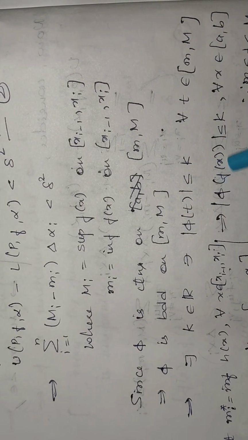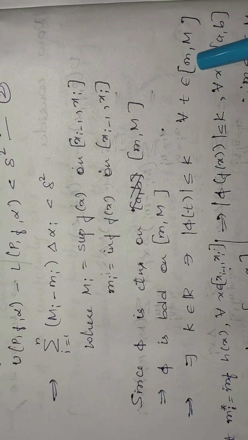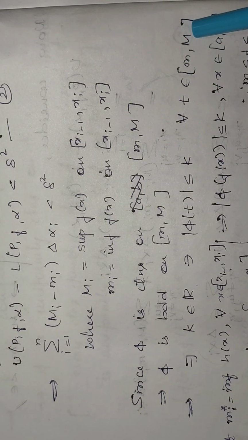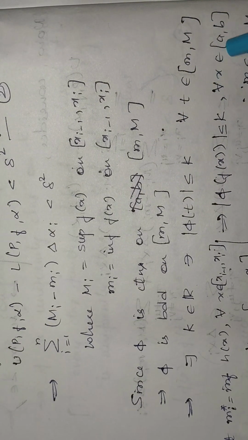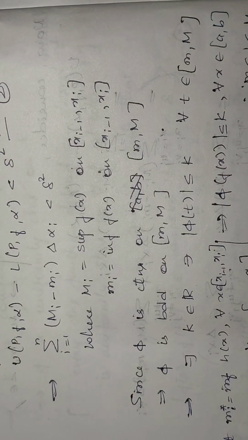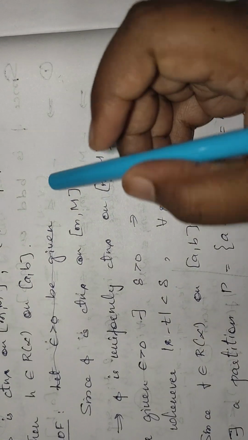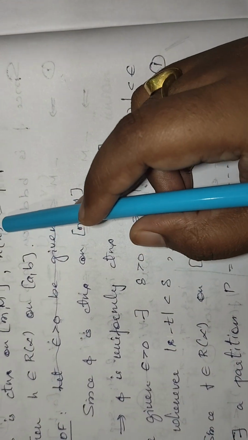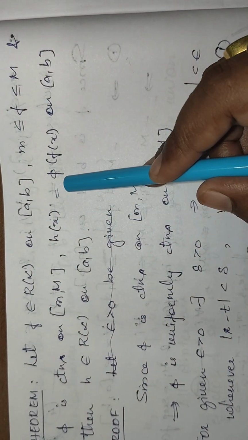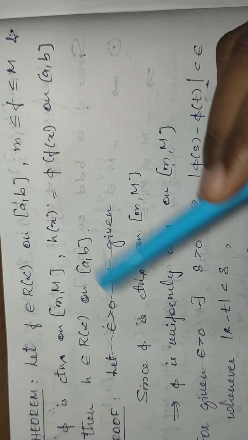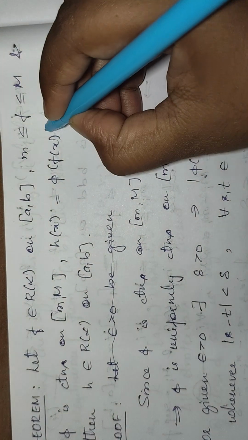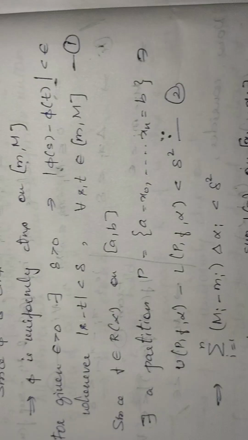So this is true for all f of x belonging to this interval, or for all x belonging to this interval. It's one and the same. Okay, and also given h of x, h of x is equal to phi of f of x. Okay, phi of f of x.